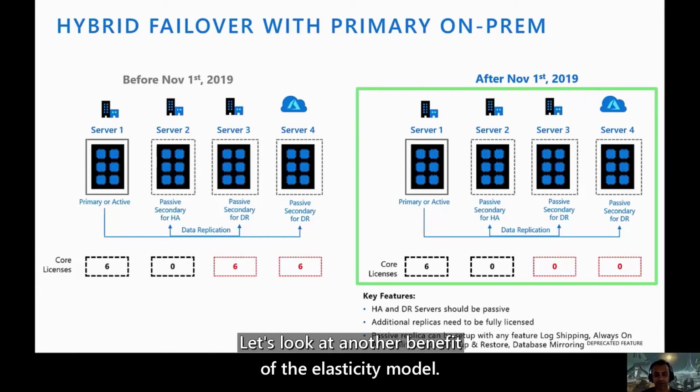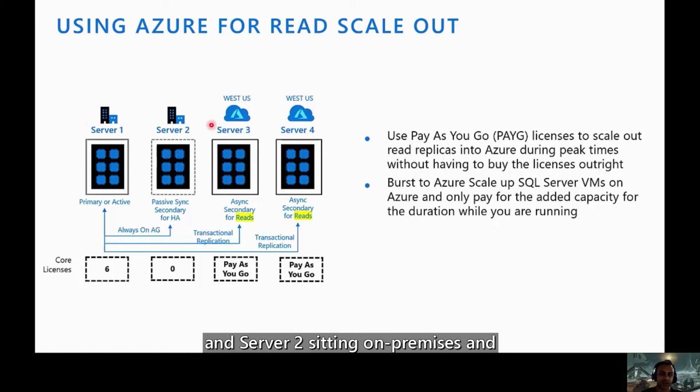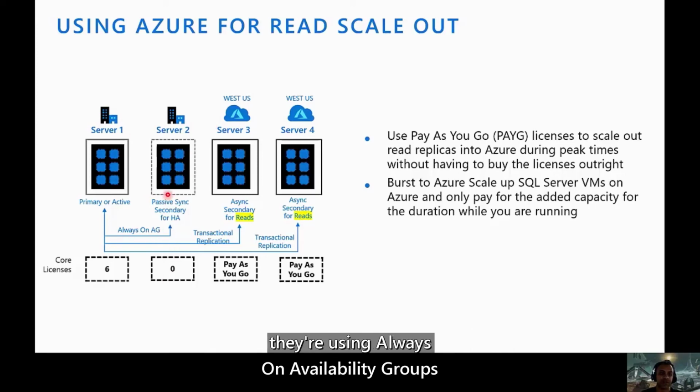So let's look at another benefit of the elasticity model. The example that I'm showing is for read scale up. You could actually have a hybrid environment where you have server 1 and server 2 sitting on premises, and they're using Always On availability groups for having a passive sync secondary for failover. So you need to license 6 cores for server 1. For server 2, you don't need to license them at all.